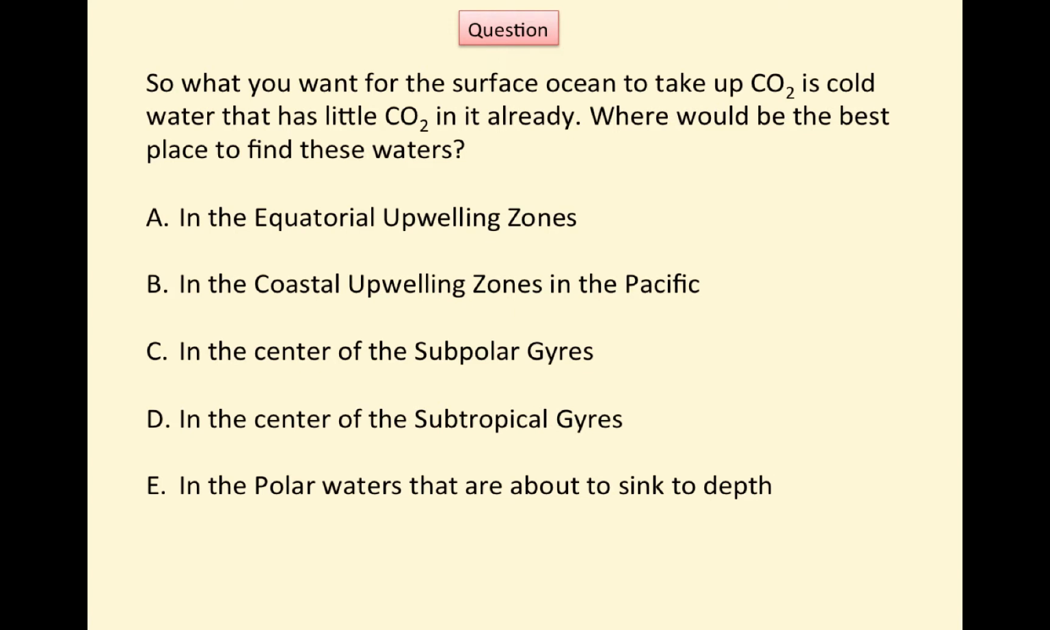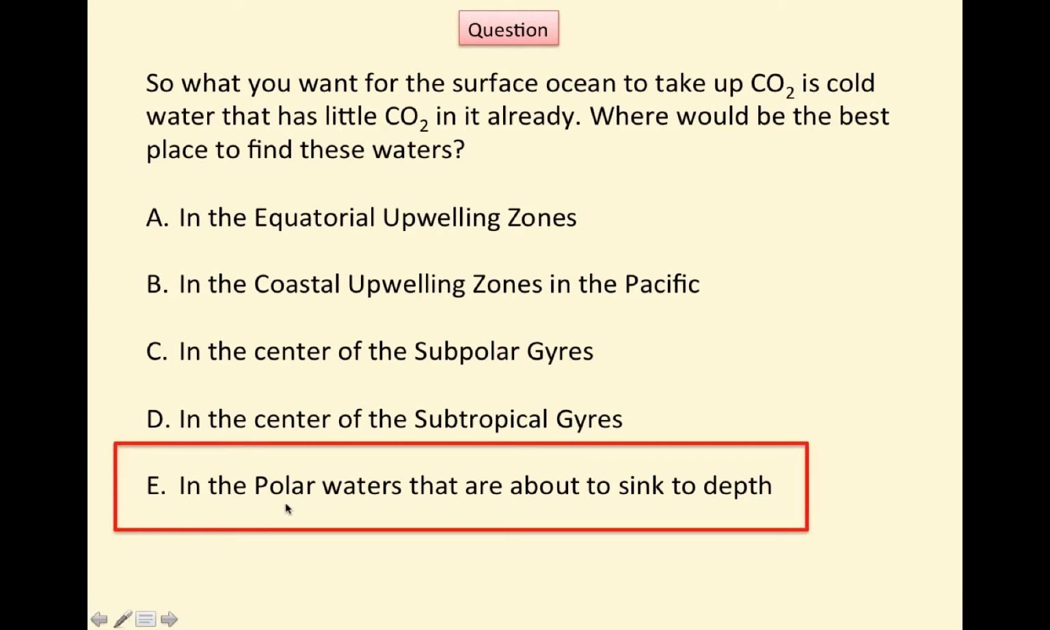Where would be the best place to find these waters? Well, the equatorial upwelling zones are cold, but they're going to be rich in CO2 from the biological pump. The coastal upwelling zones in the Pacific are also going to be rich in CO2 because they're coming from depths which has high CO2 amounts. Same thing for the center of the subpolar gyres. In the center of the subtropical gyres, you have Ekman transport converging old surface water, which is relatively warm, so that's not going to give you the best case scenario here.